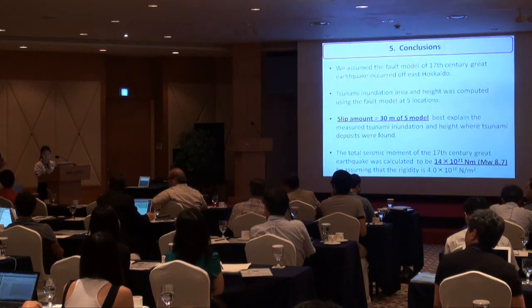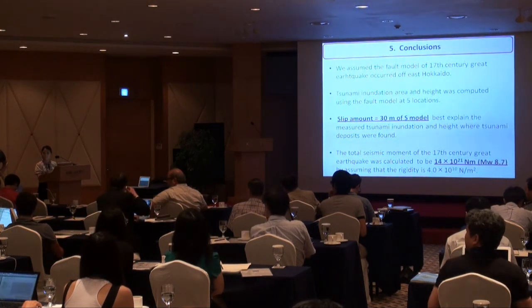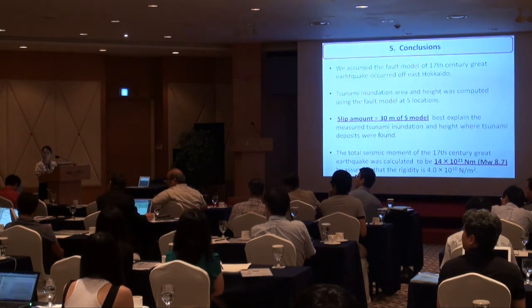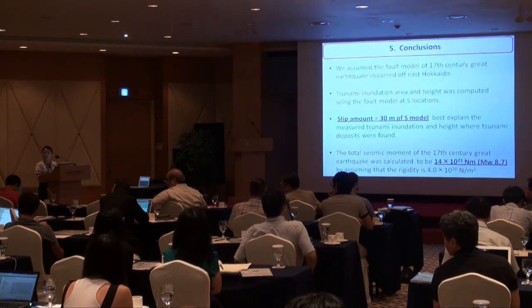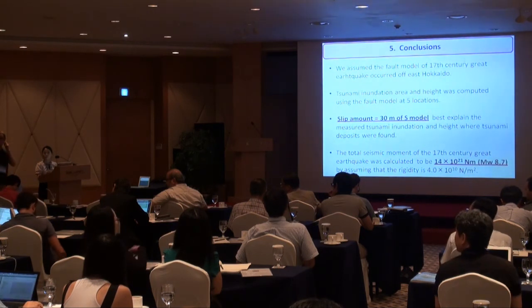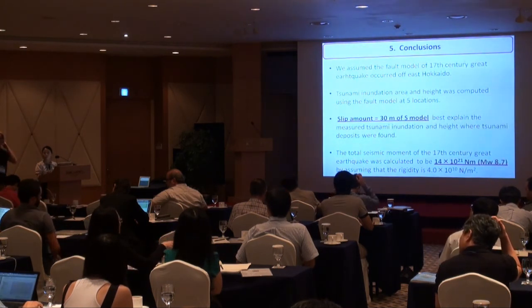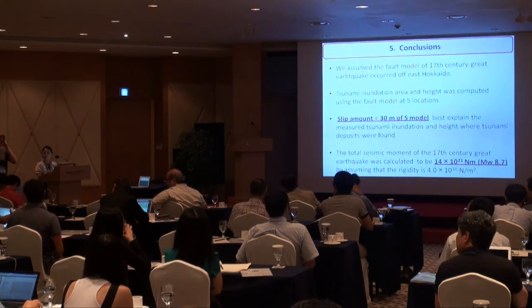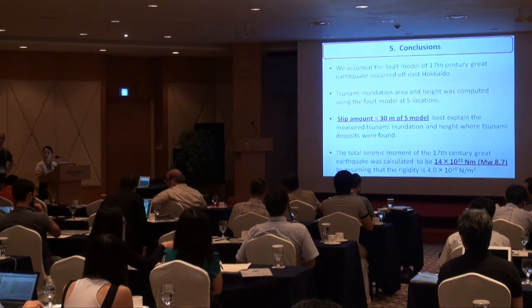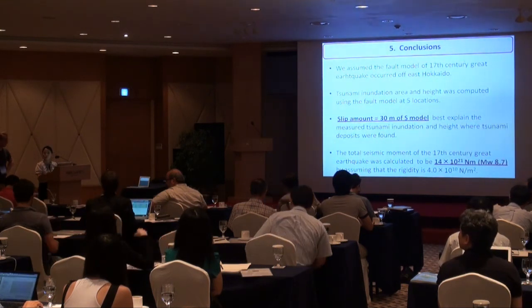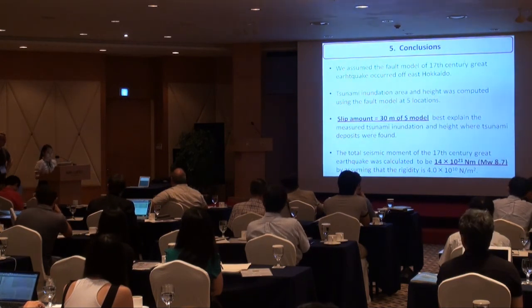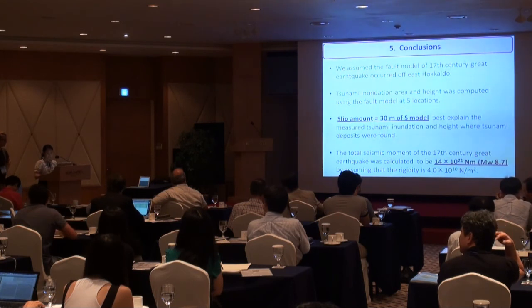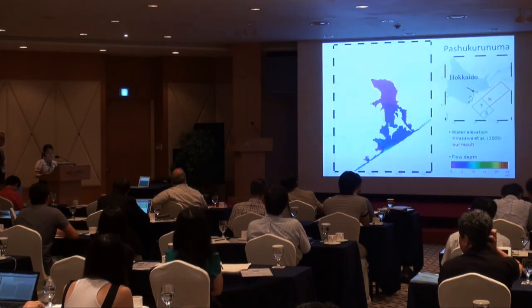Any other question? My question is pretty close to the previous one. Why did you decide to add this last part in the fault model? And what is the effect of this last part on your result? You showed a comparison between your result and observations, but what is your model result if you don't add this last part?